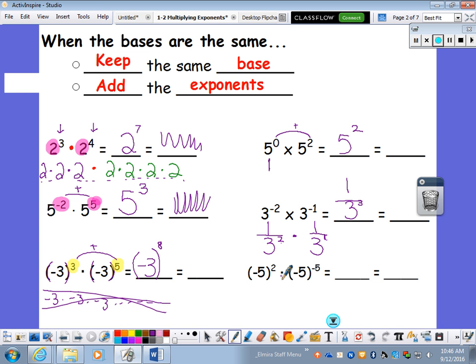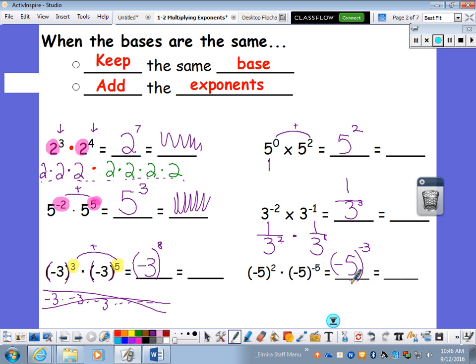Okay, I could have done that a different way. I'm going to demonstrate it down here. I could have just added the bases first, or added the exponents first. So my base is negative 5. 2 plus a negative 5 is a negative 3.